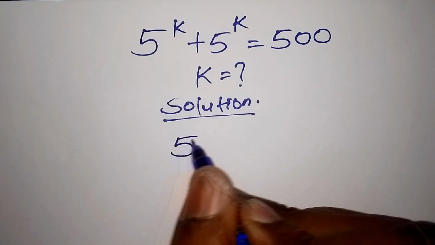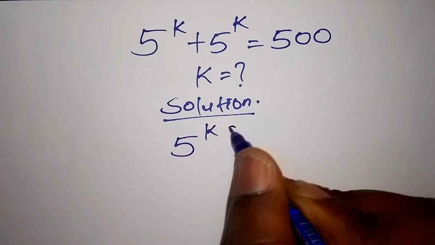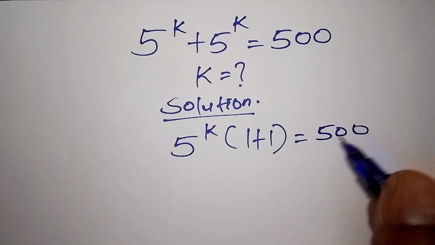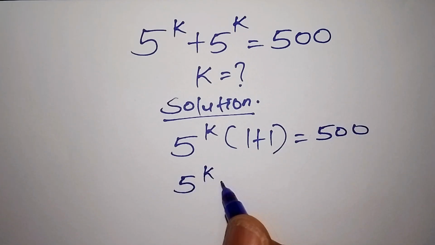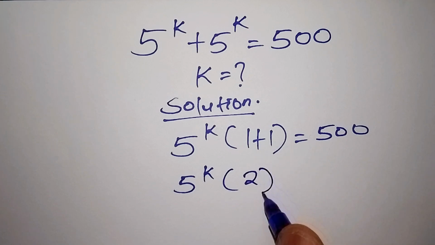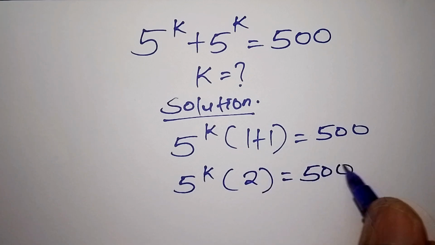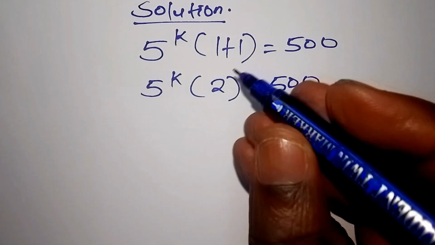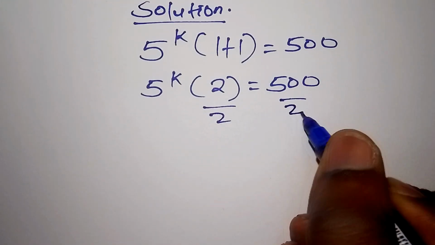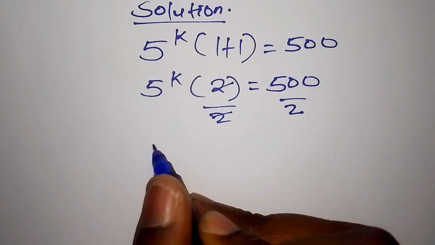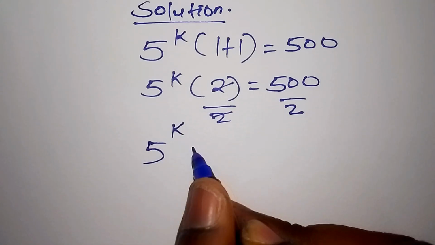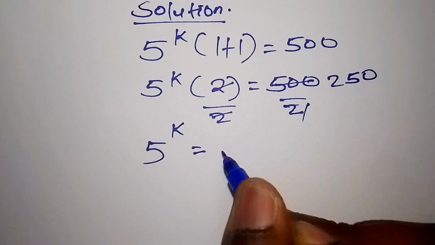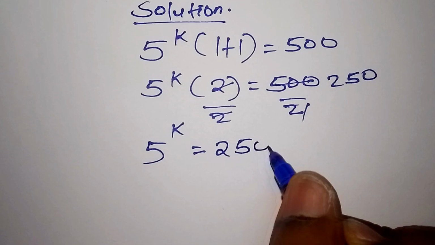Now we shall have 5 to the power of k into bracket 1 plus 1 is equal to 500. The next step is 5 to the power of k into bracket 2 is equal to 500. We now divide both sides by 2. The 2 by 2 cancel, so that 5 to the power of k is equal to 500 divided by 2, which is 250.